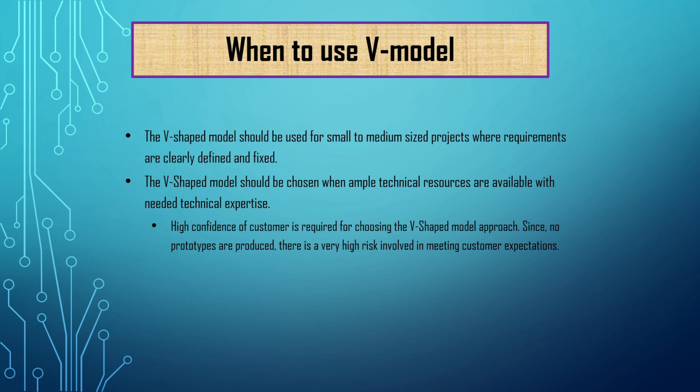Any new person coming to the team may suffer a lot when you use this V model. So you should have an ample amount of technical resources in your team before you ensure that you're going to use this model. High confidence of the customer is required for choosing this V-shaped model. Since no prototypes are produced, there is a very high risk involved in meeting the customer expectations. That's the reason I was telling that we should also know what is the use of the agile model and why now most of the companies are using it.